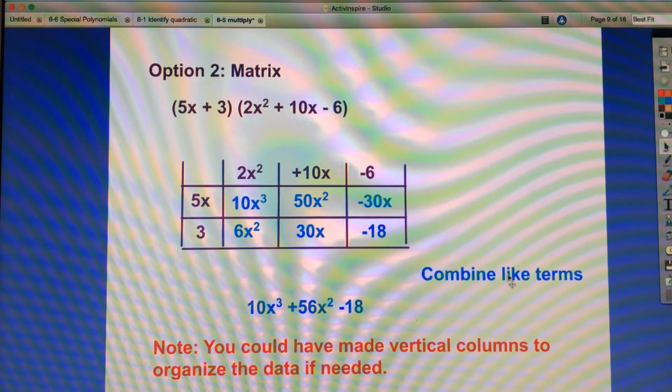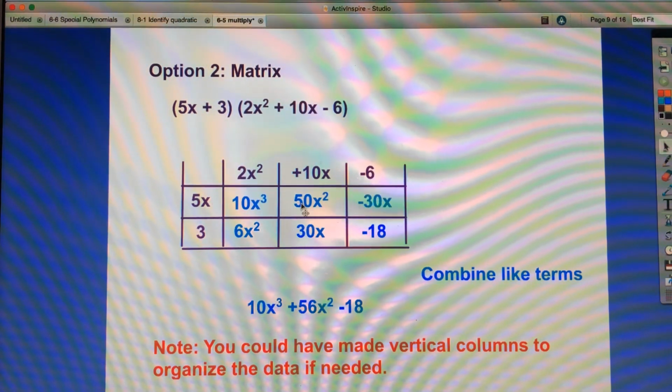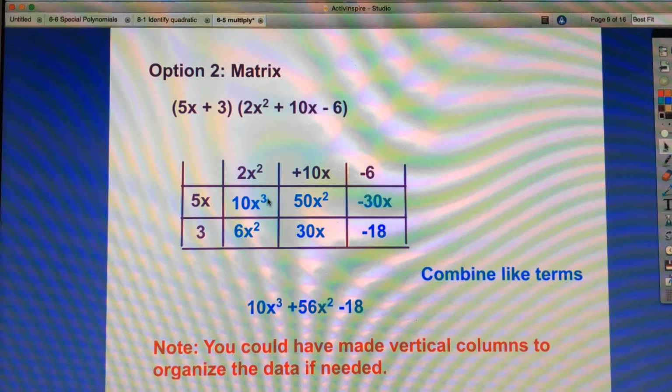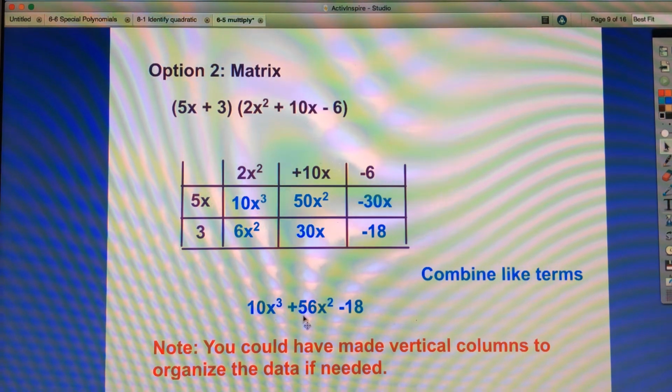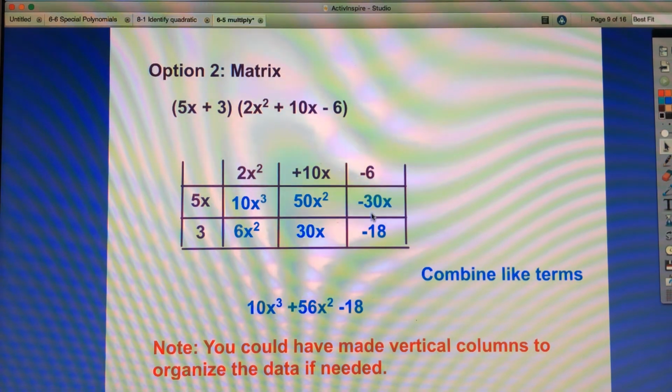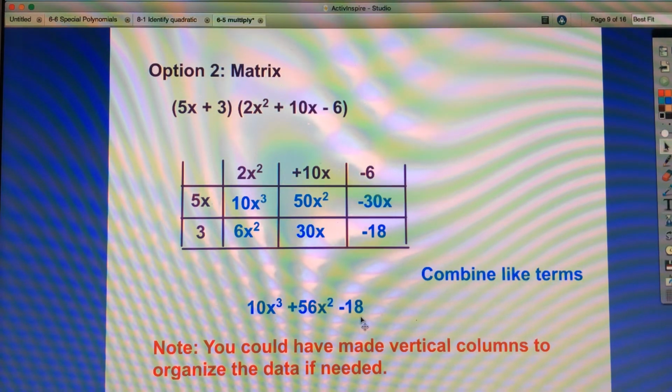Now combine like terms. Look for like terms. Use a color if you need to. I only have 1x to the third power. Bring it down. 6x squared, 50x squared, 56x squared. 30 and negative 30 eliminated. Negative 18, bring it down.